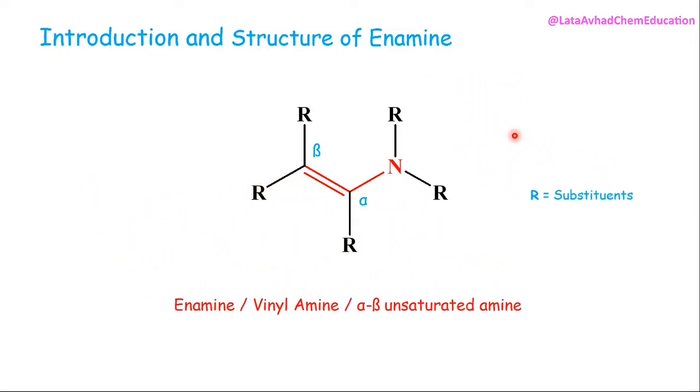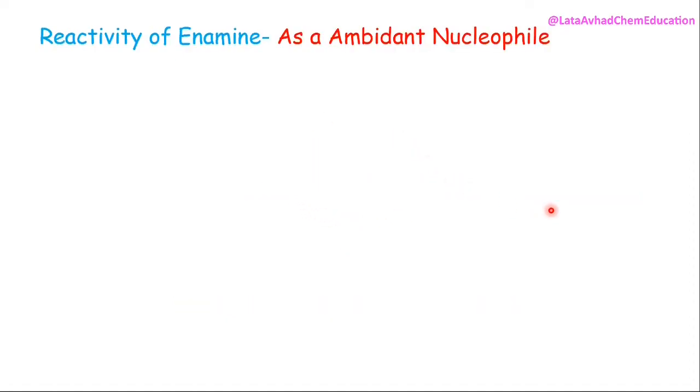First, introduction and structure of enamine. Enamines are the alpha beta unsaturated amines, which are also called vinyl amines. Here you can see the structure of enamine, where R is a substituent.